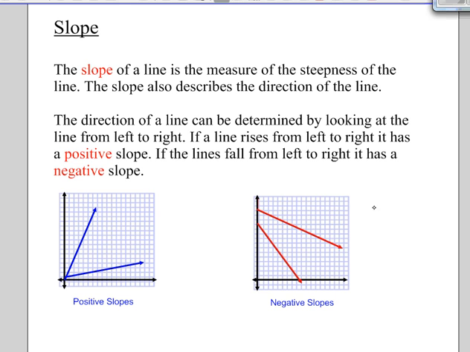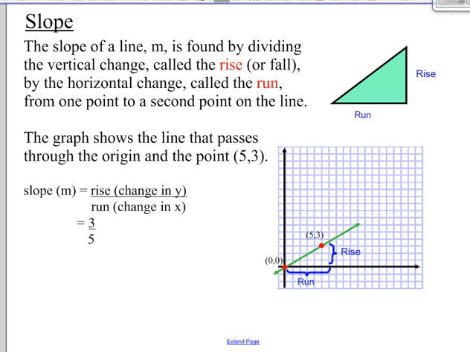And if you look at the picture on the right-hand side, when you read from left to right, these lines are dropping, and so they're called negative slopes.